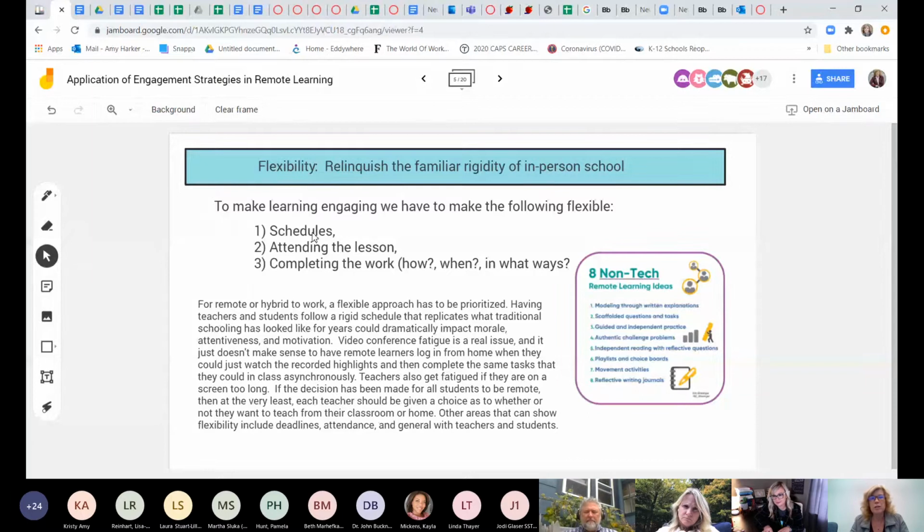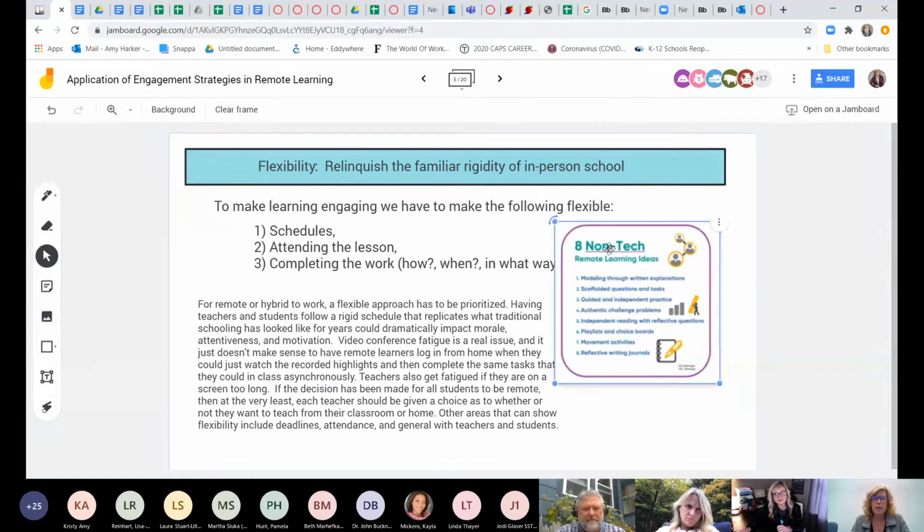We can change the way students attend to the lesson. Are they attending synchronously, asynchronously, and so forth? And then how they complete the work can be different. It doesn't have to be like we do in a class where we hand everything out and collect it all at the same time. We can think about the how, the when, and what ways it can be done in a remote way differently than what we can do in regular.